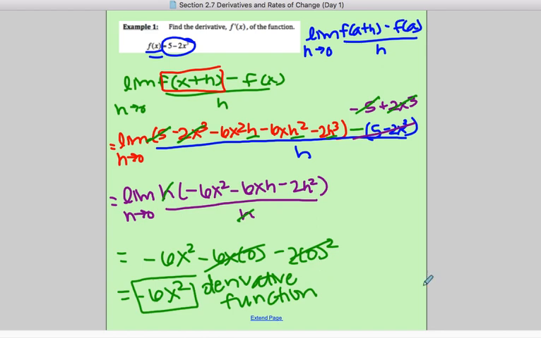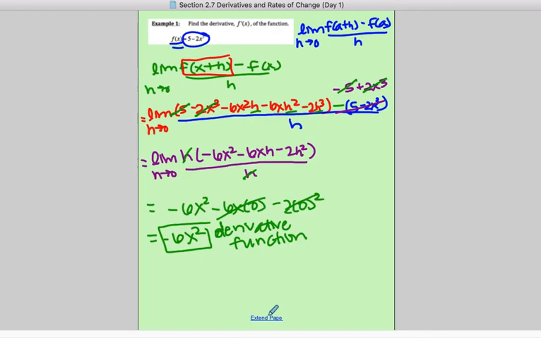Okay, and I can use this function to find the slope of my curve at any point. But this is my derivative function, which we're working on getting to here today. So another way you can write it is we found f prime of x is equal to negative 6x squared. That's the other way you could write it. Okay, so that is example 1.